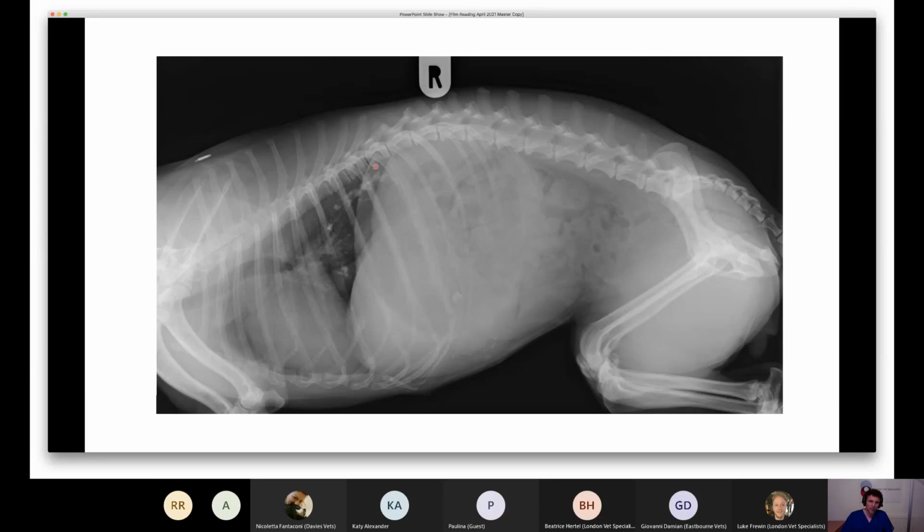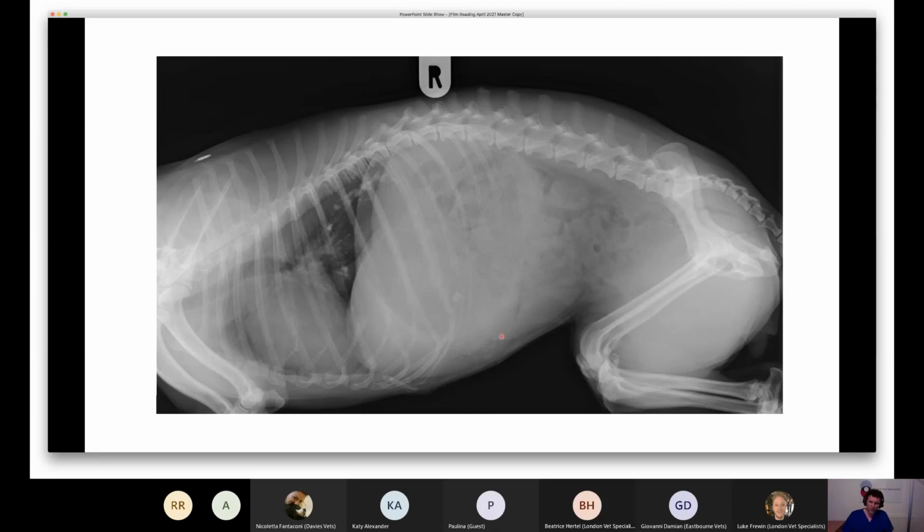As well as the stomach being really large, there's a bit of a differential between the appearance of the material that is in the dorsal part of the stomach versus the ventral part of the stomach. So dorsally it looks a little bit more uniform, and ventrally we've got just a bunch of gritty, granular-looking mineralized opacity that could potentially be in the pylorus, as Nicoletta mentioned.